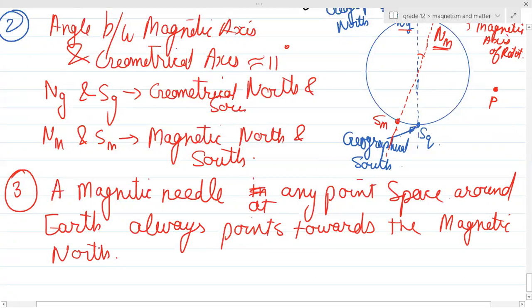Okay, you just need to keep it aligned in that direction, so it will always point towards the magnetic north. That is the reason why I told you in the beginning of the chapter that it points approximately towards the geographical north. Because actually it is not pointing towards the geographical north, it is actually pointing towards the magnetic north. Are you getting my point, guys? Is this clear?